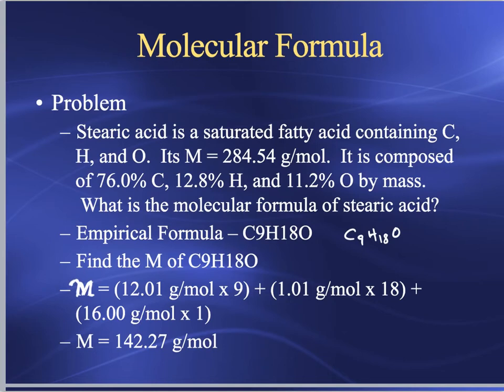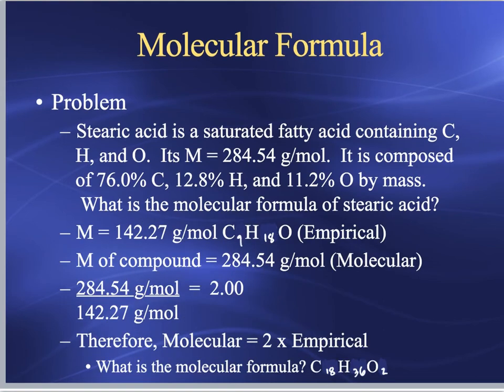And then if we add up everything for the molar mass on this, and this is actually the way we can tell whether this is going to be right or not, because if it doesn't go conveniently into the molecular formula's molar mass, then this is probably not right. So I've got 12.01 times 9, 1.01 times 18, and 16.00 times 1. I get 142.27 grams per mole. So that's the molar mass of my empirical formula, and I'm going to compare that to the molecular. Well, the molecular is given to us here, 284.54 divided by 142.27. I get a very nice number here, 2.00.